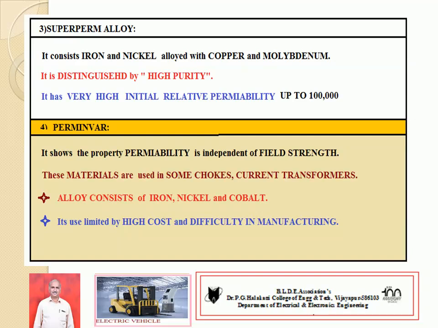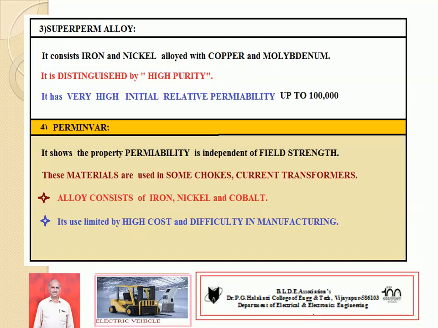Then third alloy continues, superform alloy. It consists of iron, nickel and some content of copper and molybdenum. Main property, it is distinguished by high purity. It has a very high permeability value, up to 100,000. It should be used where higher permeability is desired. Then we can get very high magnetizing properties. Under such conditions, these are useful.